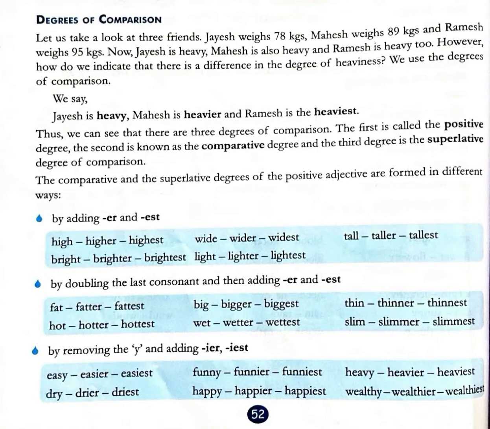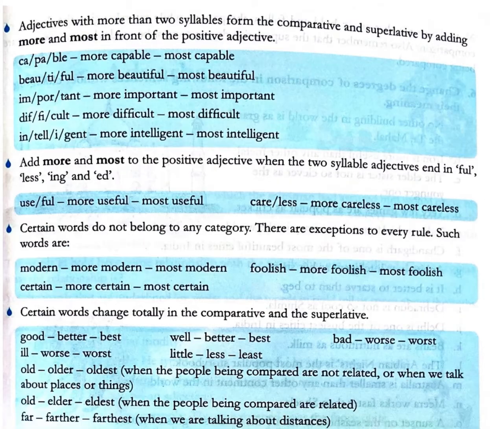So students, you need to go through this and just have a look at all of them. Now next we have adjectives with more than two syllables, which form the comparative and superlative by adding more and most in front of the positive adjective. So now you need to add the words more and most. For example, if it is capable, it will be more capable, most capable. Next is beautiful, so it will be more beautiful, most beautiful.